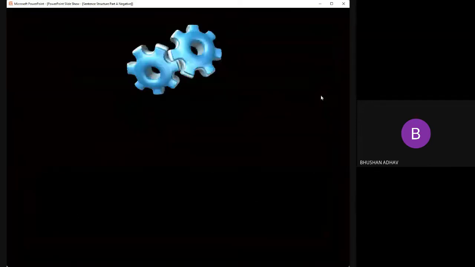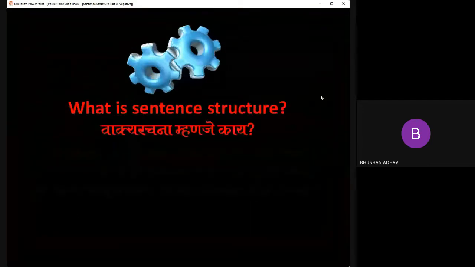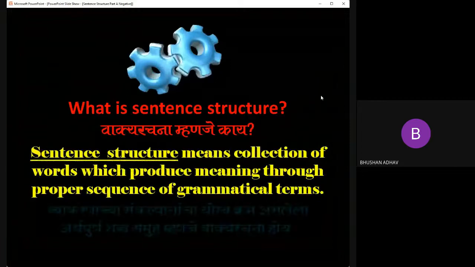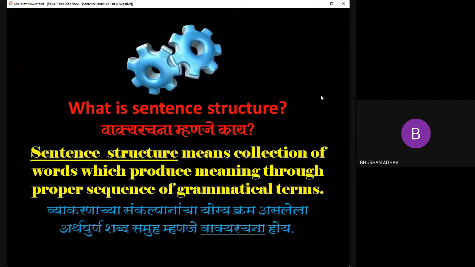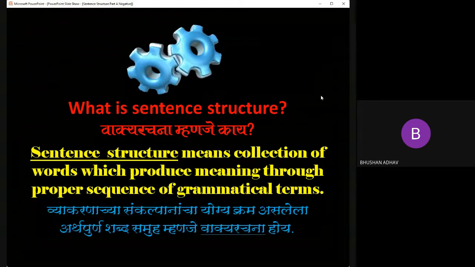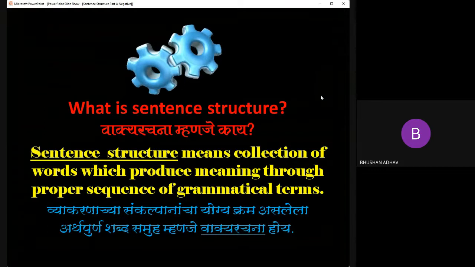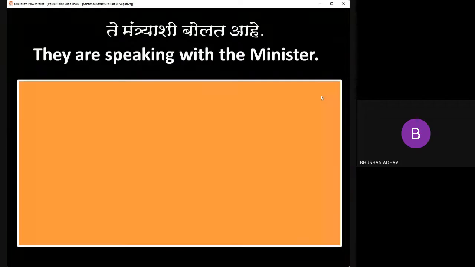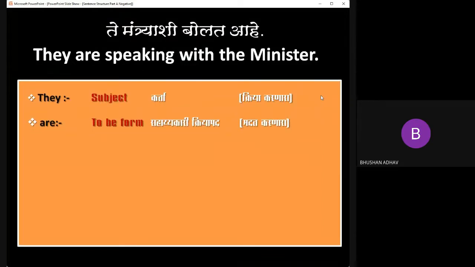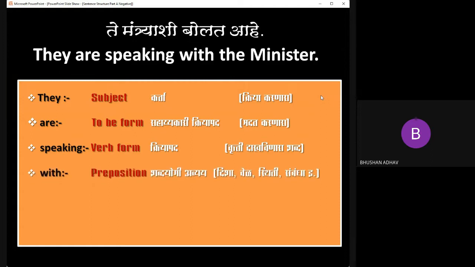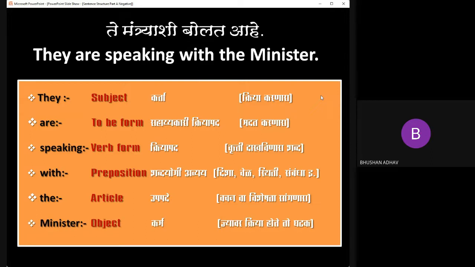So I'll just review all these things. So what is sentence structure exactly? Sentence structure means a collection of words which produce the meaning through the proper sequence of grammatical terms. Here we already took that they are speaking with the minister. Here they, the subject, is the doer of action. Are is the to be form, a helping verb which will help you to recognize the type of the tense. Then speaking is the verb, any kind of action which is done by your body or mind.